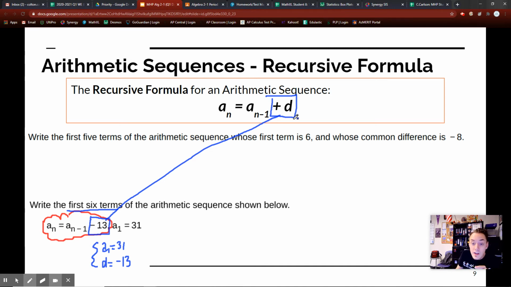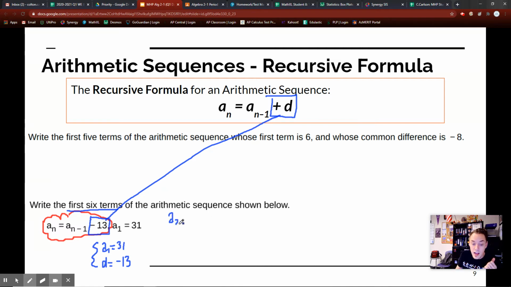So then what is my d? My d is negative 13, because this formula is literally this formula. The only difference is what? The negative 13 is in place of the d. So that means this d variable is negative 13. Okay, I have my two variables now. Awesome. So now we can start going to town.